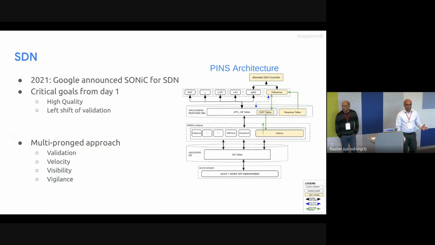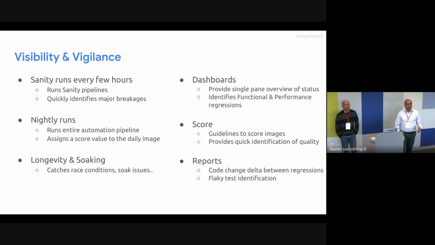And that eventually helps you with feature velocity. The multi-pronged approach we used was pretty much the same 4 V's that we talked about. Visibility and vigilance: we have sanity runs that run every few hours across sanity pipelines. So our mainline is tested very quickly, every few hours. And if there are breakages, they are identified and displayed on dashboards, so we quickly know that something is broken. We're able to go back and roll back a cherry-pick, roll back a change if there is a new breakage. We also have nightly runs that run a lot more tests.